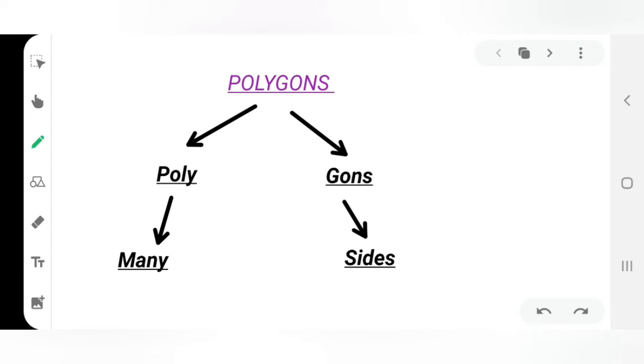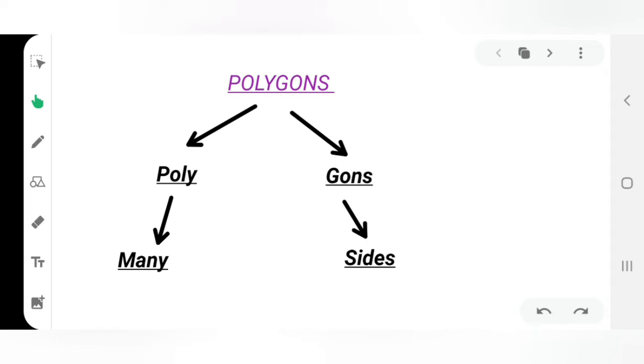So students, before starting the chapter, let's understand the meaning of the word polygon. The word polygon is a combination of two words, poly and gons. Here the word poly means many and the word gons means sides. Anything which has many sides is called a polygon. So that is the meaning of the word polygon. So what is the proper definition of the word polygon?